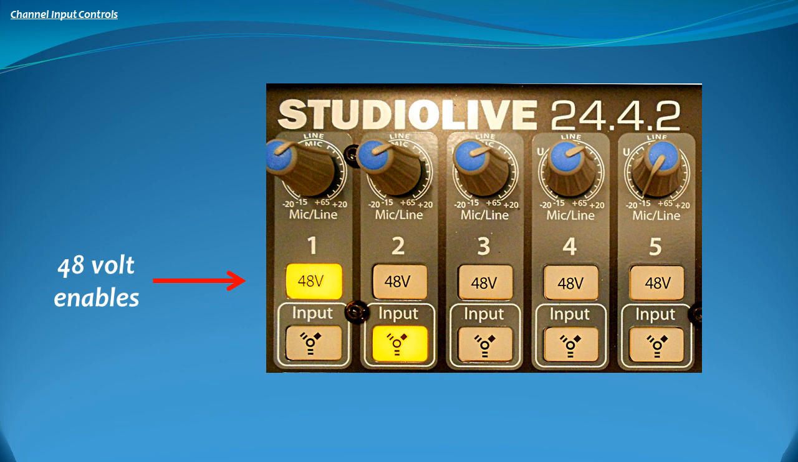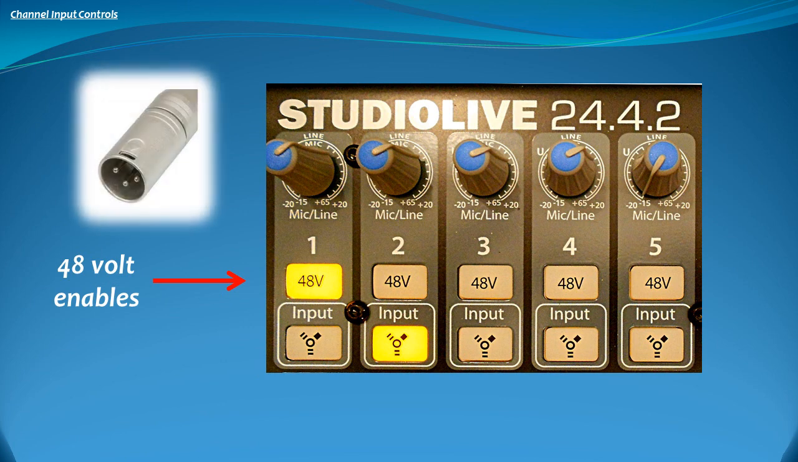In some limited cases, damage could be caused to a mic or other input device should 48 volts be enabled unnecessarily on a channel. The SL24.4.2 has individual 48-volt enable buttons for each of its 24 input channels. Also note that the 48-volt phantom power is only applied through the XLR inputs on the rear of the mixer, not the line inputs.